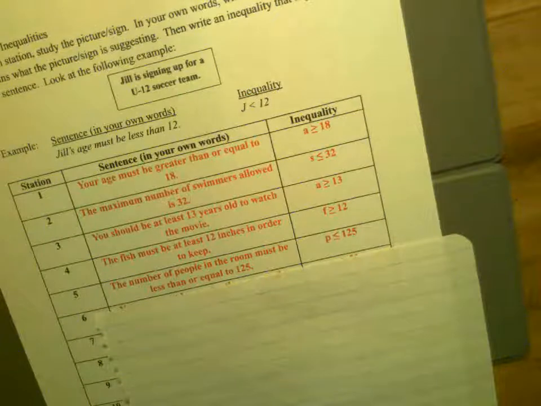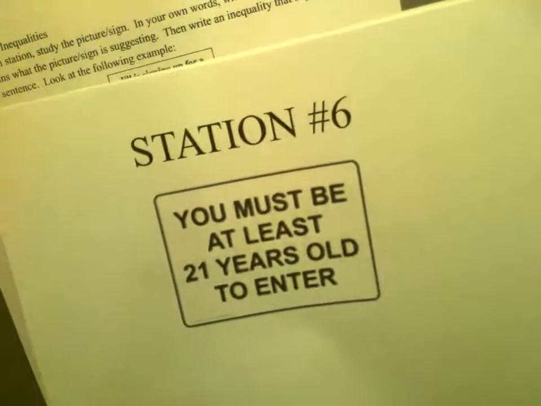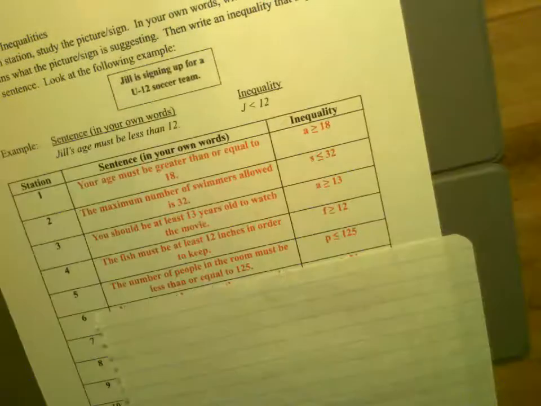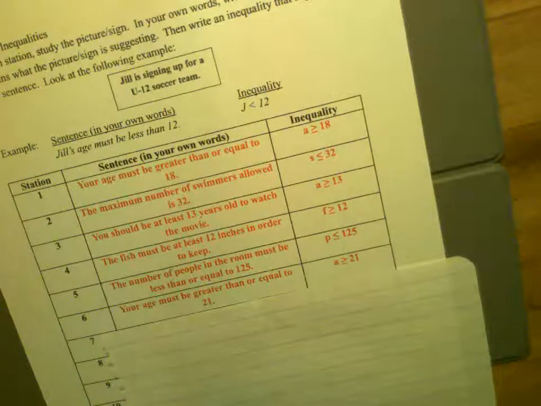Okay, good job, y'all. This is the picture for number 6. You can put your hand down. The answer to number 6 is your age must be greater than or equal to 21. So choose whatever variable you want, greater than or equal to 21. Raise your hand if you got that one right. Oh, good deal. Okay, go ahead and put your hand down.